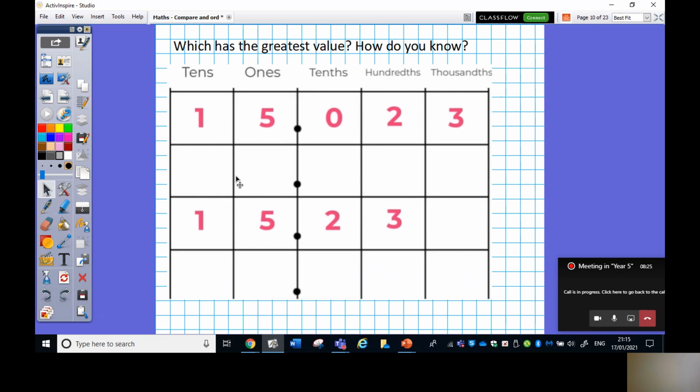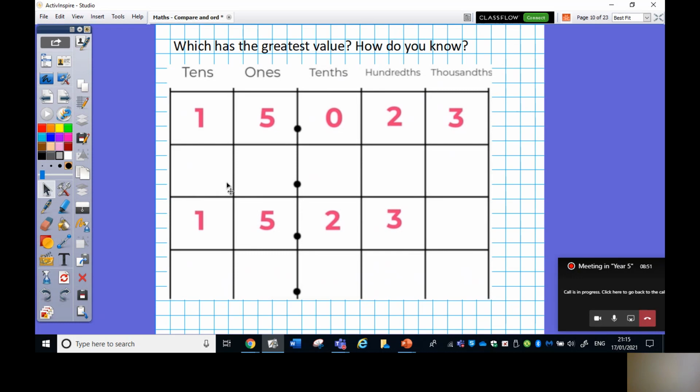Right, here we have 2 numbers. Which has the greatest value and how do you know? So we have 15.023 and 15.23. Which one has the greatest value?